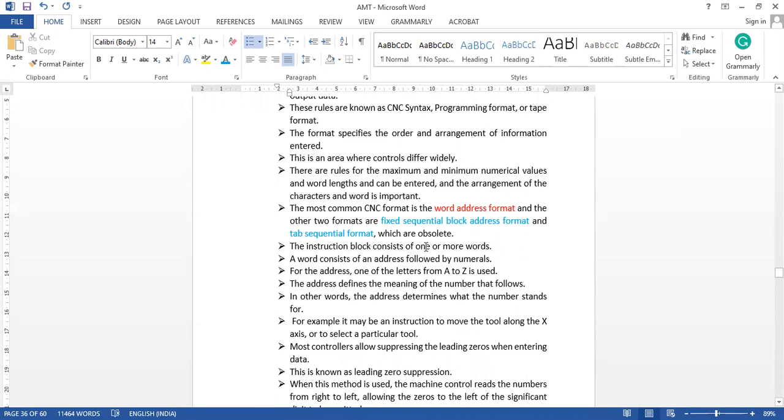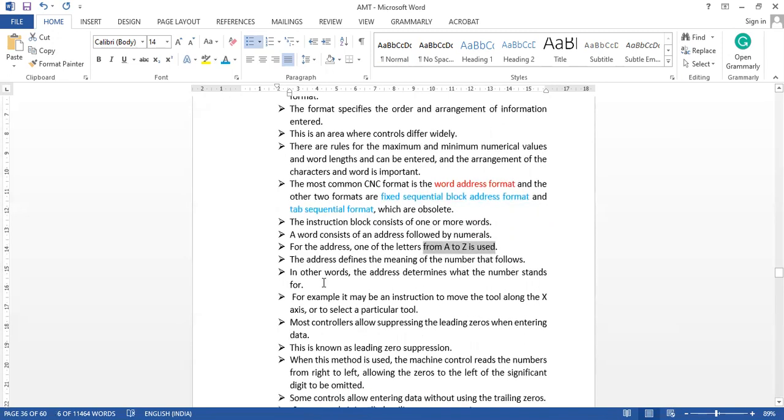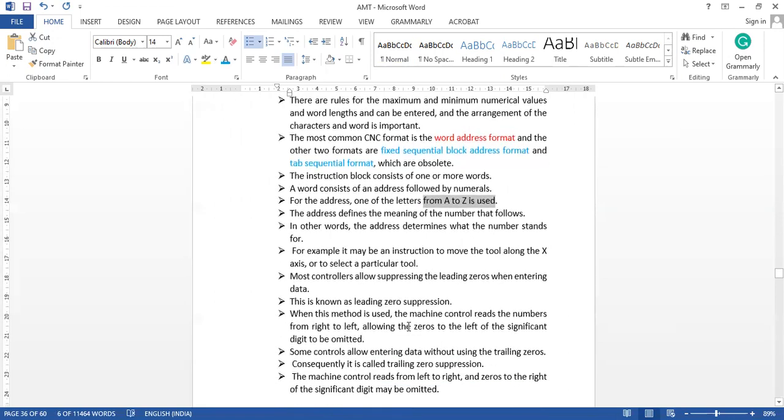The instruction block consists of one or more words. A word consists of an address followed by numerals. For the address, one of the letters from A to Z is used. The address defines the meaning of the number that follows. In other words, the address determines what the number stands for. For example, it may be an instruction to move the tool along the X-axis or to select a particular tool.